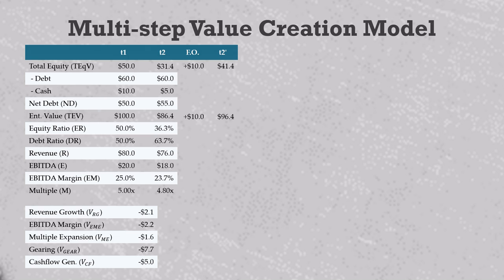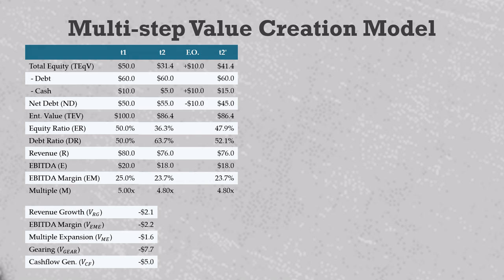However, in this case, cash is added to the company's balance sheet, so cash goes up to 15, and because total debt doesn't change, net debt drops to 45. Note that this does not change the company's enterprise valuation, which is still at 86.4, but it does change the capital structure ratios because the additional equity unlevers the company. And also note that the support investment has no effect on these other metrics down here.